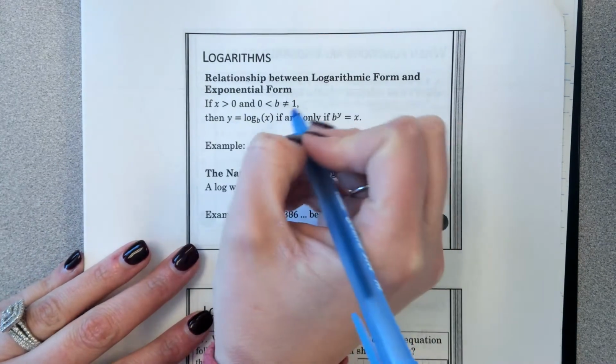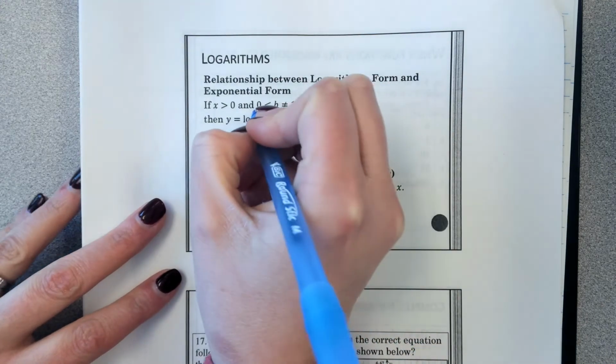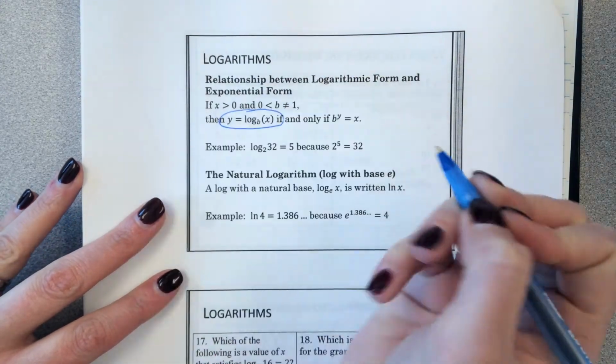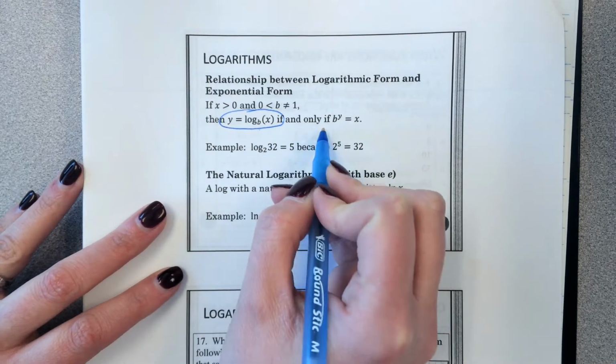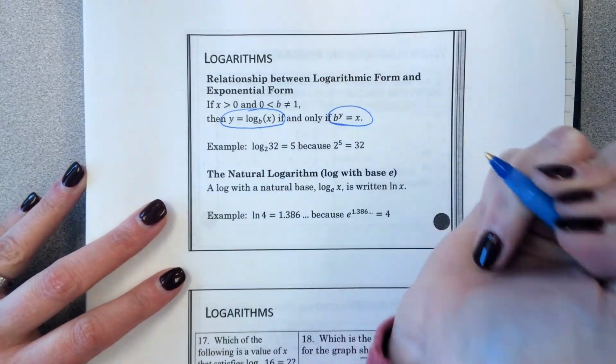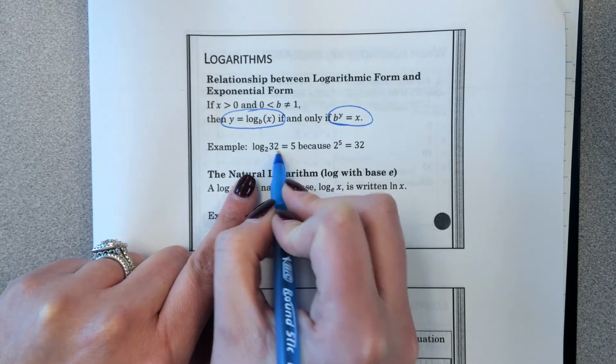You can go between exponential form and logarithmic form, okay? So this is the log form. And so y equals log base b of x if b to the y power equals x. So here's an example. We have log base 2 of 32 equals 5.